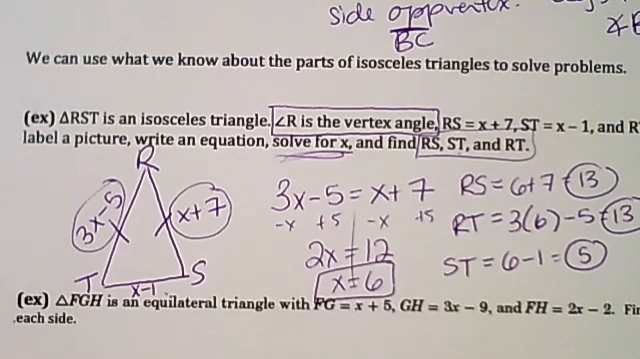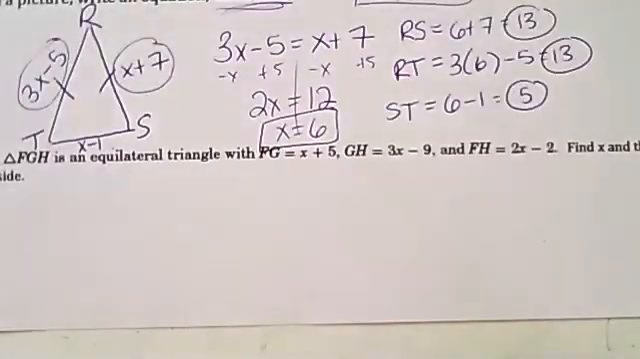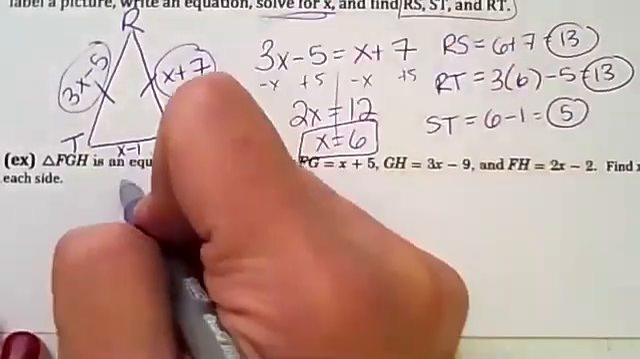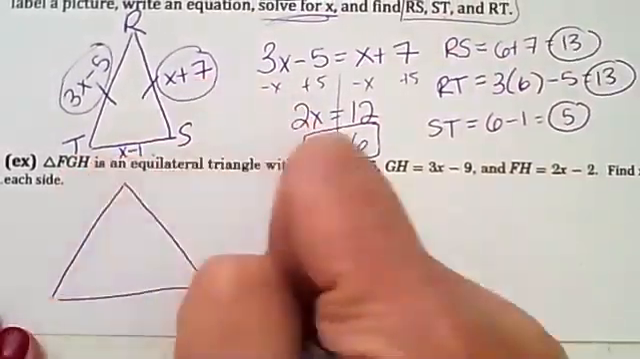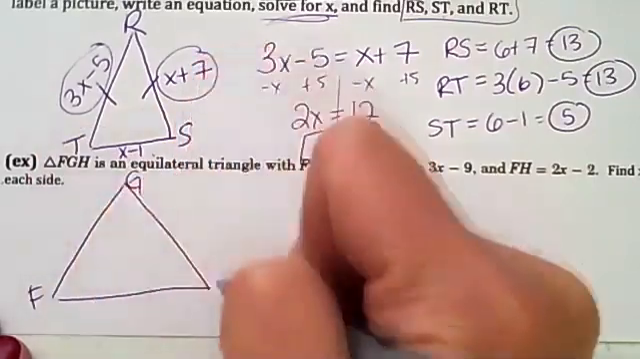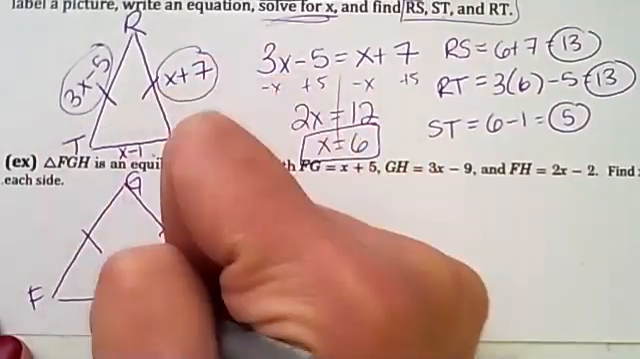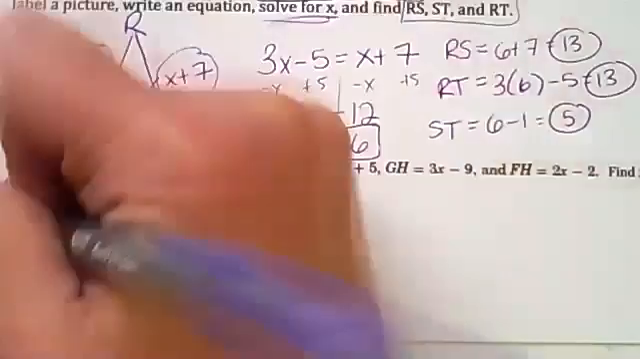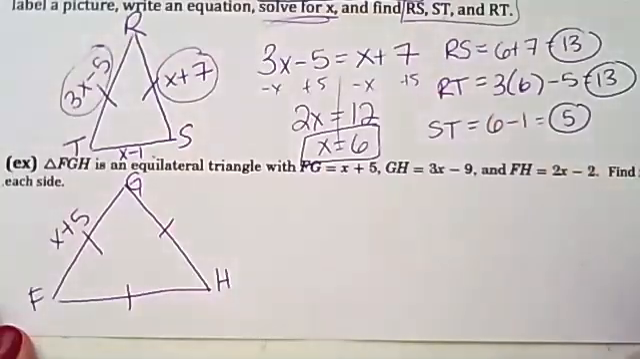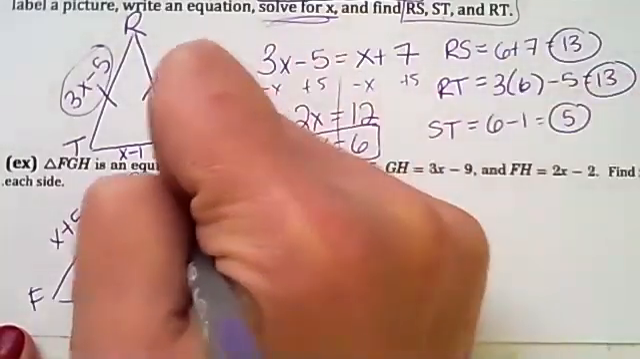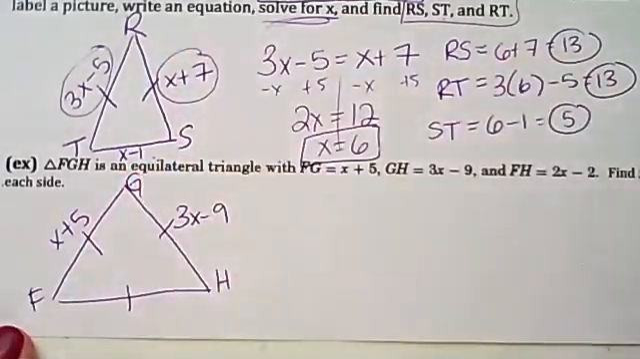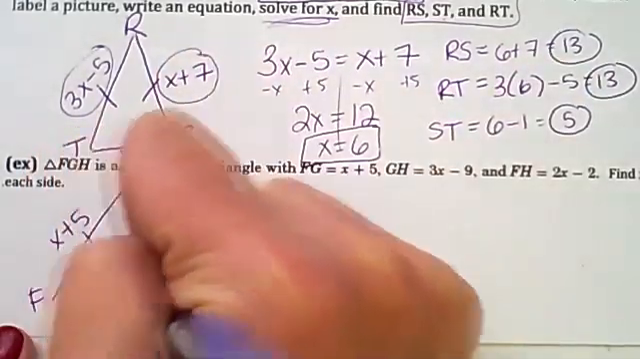Does anyone have a question so far about anything with isosceles triangles? No? Okay, so our last example is about FGH, which is an equilateral triangle. So equilateral, all of them are the same, right? So we have FGH, all three are equal. We have x plus 5, 3x minus 9, and 2x minus 2.